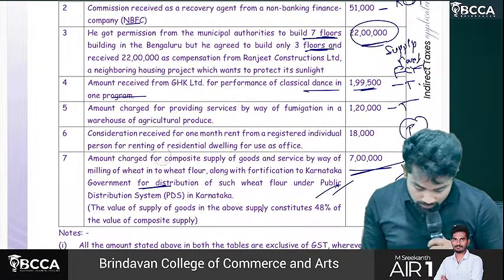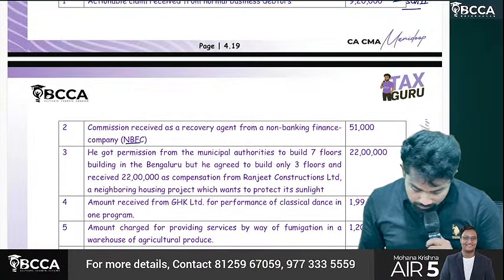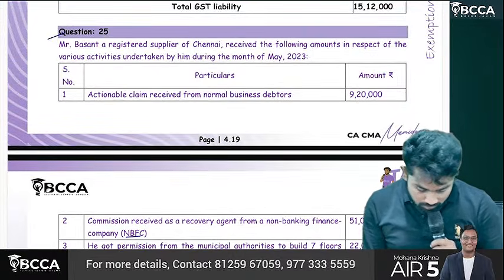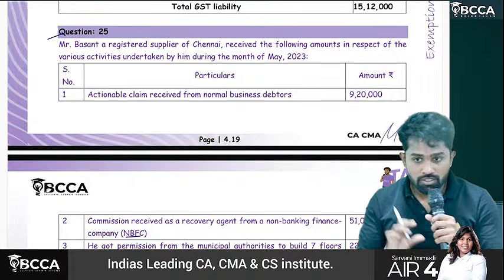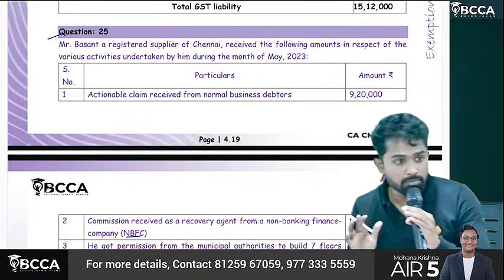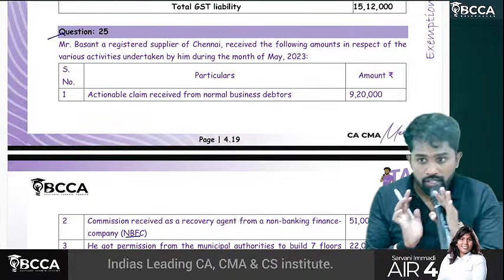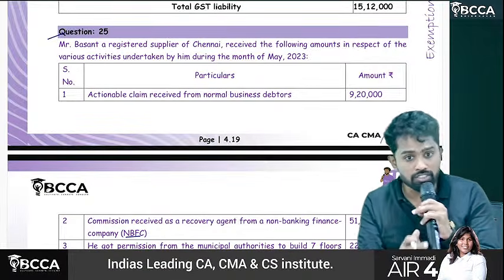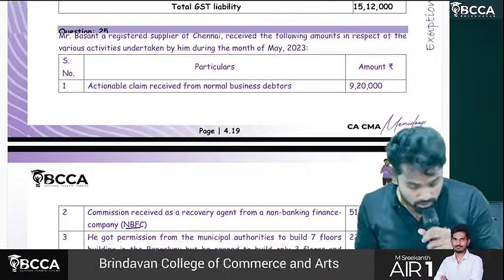Sir, these kind of questions only actually these days they are asking. Okay, where they'll include 1 or 2 supply related points, 2 or 3 RCM related points, and 2 or 3 exempted related points. They are mixing and asking a question. It's not like purely from exemption. So you should have a cumulative knowledge of supply, charge, exemptions. Then only you can solve these questions.